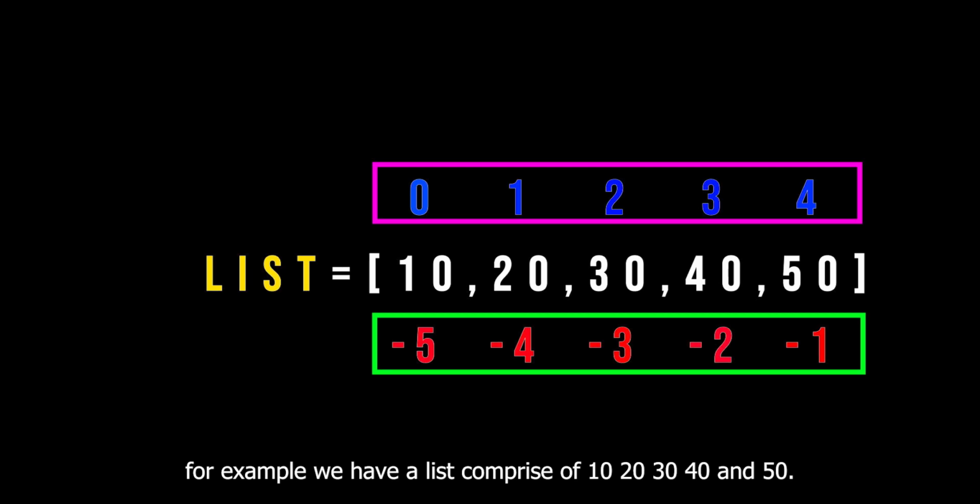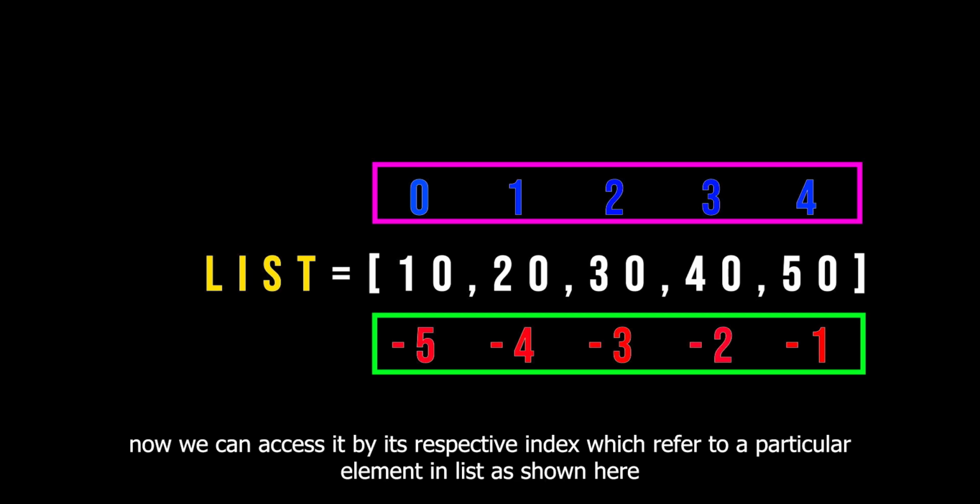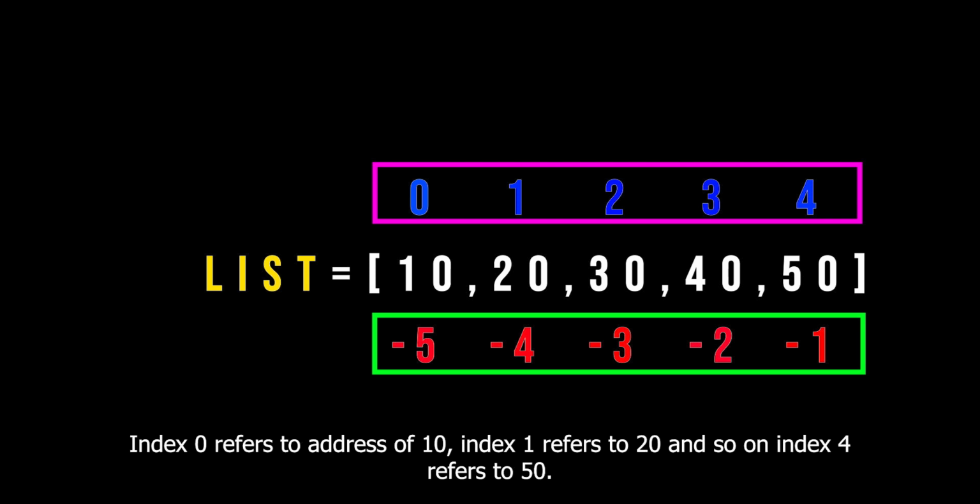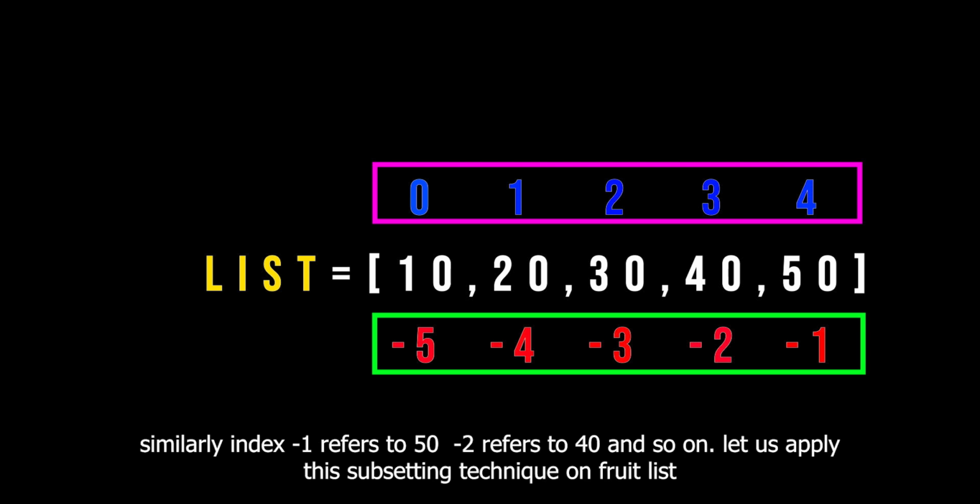For example, we have a list comprising 10, 20, 30, 40 and 50. Now we can access it by its respective index, which refers to a particular element in the list as shown here. Index 0 refers to the address of 10, index 1 refers to 20 and so on. Index 4 refers to 50. Similarly, index -1 refers to 50, -2 refers to 40 and so on.